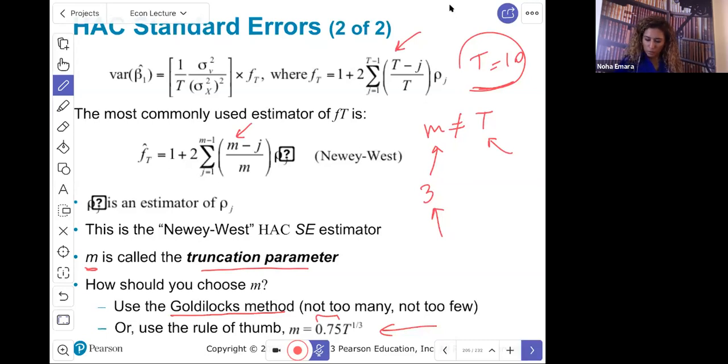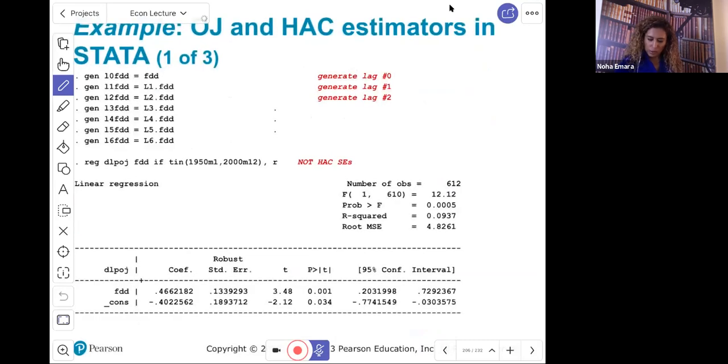So let's continue. So let's see. This is something similar to what we are going to do today, okay? Remember, our objective is to estimate this function: the percentage change in the price of orange juice depends on beta naught plus beta one times freezing degree days. And this is exactly what this regression is doing.